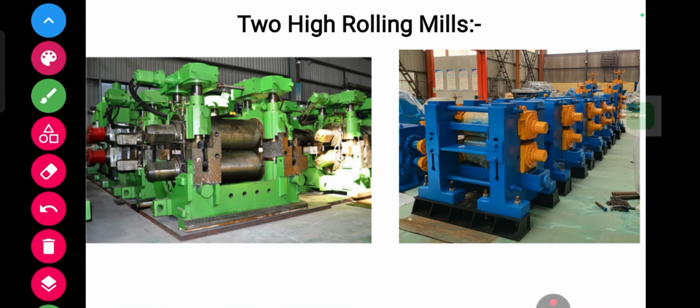Here are some images of 2 high rolling mill machines. Here you can see there are only 2 rollers, here and here also.